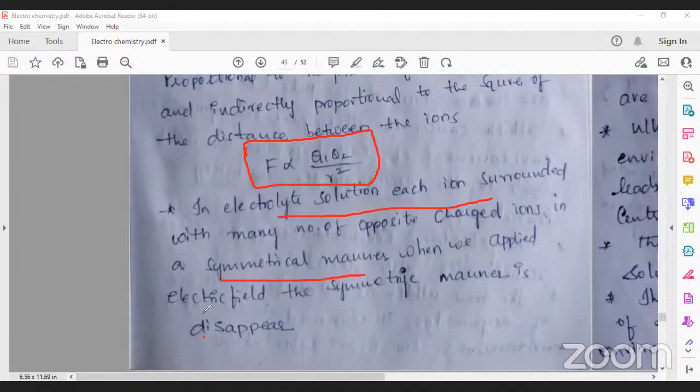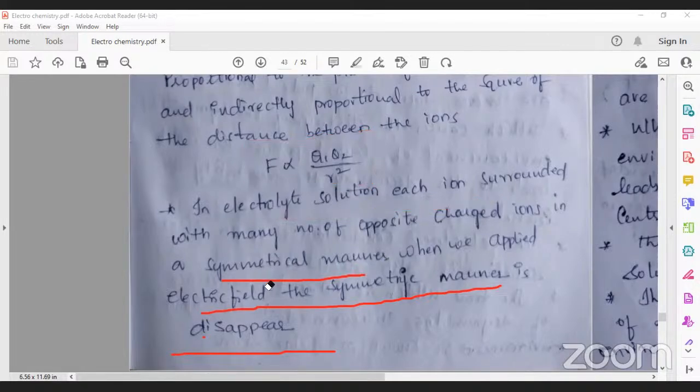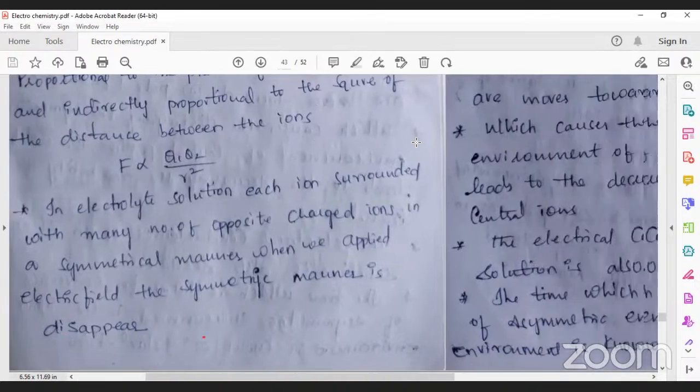When we apply an electric field, the symmetric manner disappears. One ion has opposite ions around it. So the middle ion may be called the central ion, which is surrounded with many oppositely charged ions in a symmetrical manner. When will the symmetrical manner disappear? By the application of an external current, or electric field, that environment disappears.